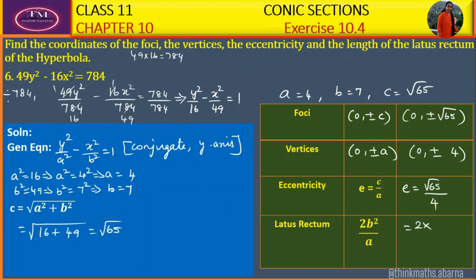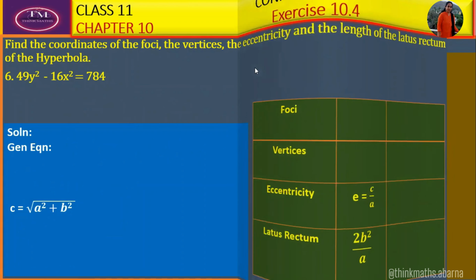What is b square? b square is 49. So 49 by a, which is 4. So 1 twos and 2 twos are 4. So it is 49 by 2. This is the latus rectum. Clear? So the first 6 problems deal with finding the focus, vertices, eccentricity and the latus rectum. So shall we move on to the next set?